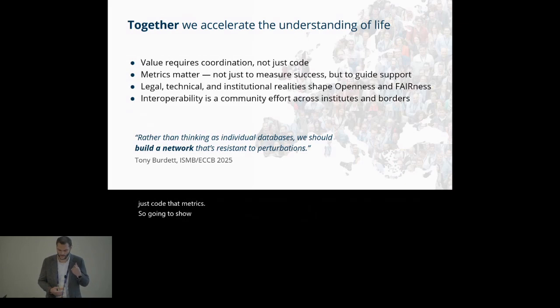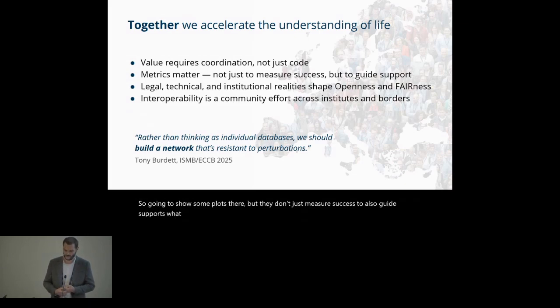So again, I showed some plots there, but they don't just measure success, they also guide support, so what challenges we need to address. And that the legal, technical, institutional realities can shape what openness and fairness can look like in reality. Again, whether we agree with it or not, but we should try and be cognizant. And then interoperability, again, we heard about the F and the A are manageable, but the I and the R not so much. So that's a community effort across institutes and borders.